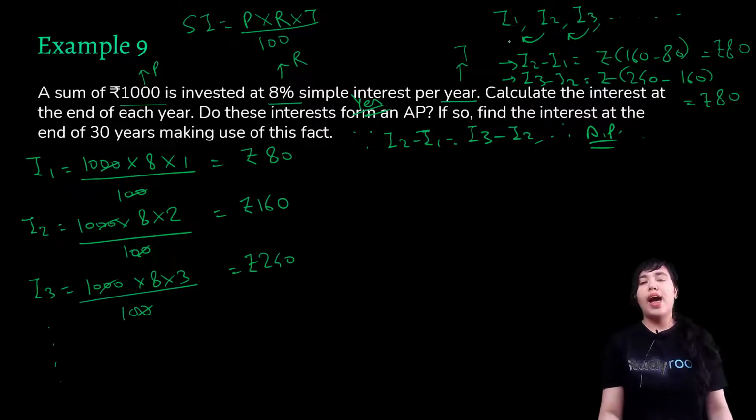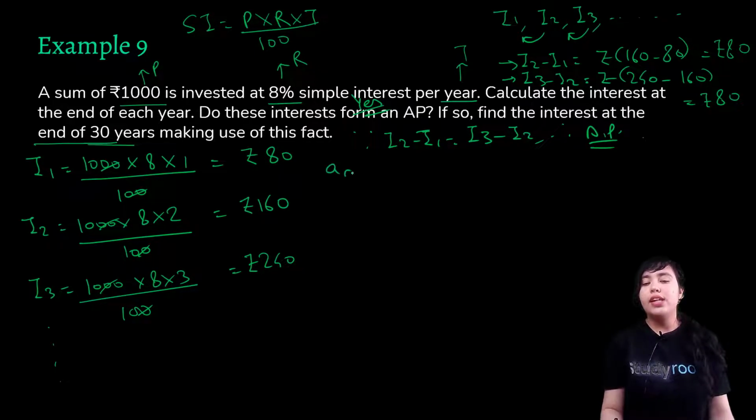Here I have done nothing. Like you've been representing the terms of an AP by A1, A2, A3 so far, we're just representing them by I1, I2, I3. The meaning still remains the same. So if this is an AP, which it is, you have to find the interest at the end of 30 years. Now, if you keep on performing this process, the calculations become pretty long. So using arithmetic progression, you can find out this I30 very easily.